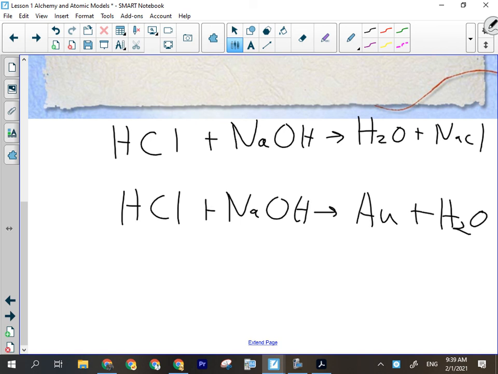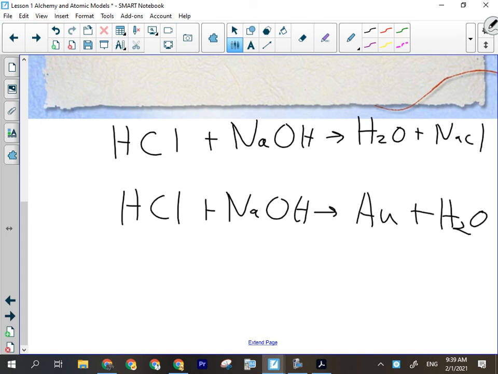This is what the alchemists were trying to do, okay? But you can't do that. Gold is its own element. It has its own atoms. They're unique. Okay? I'm not going to produce those by mixing hydrogen and chlorine and sodium and oxygen and hydrogen. It's just not going to happen.